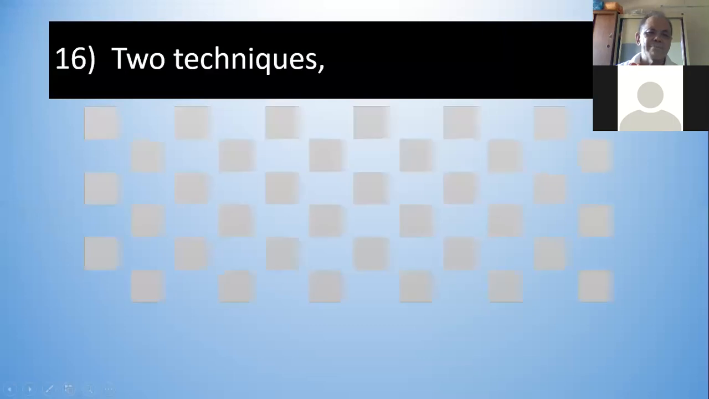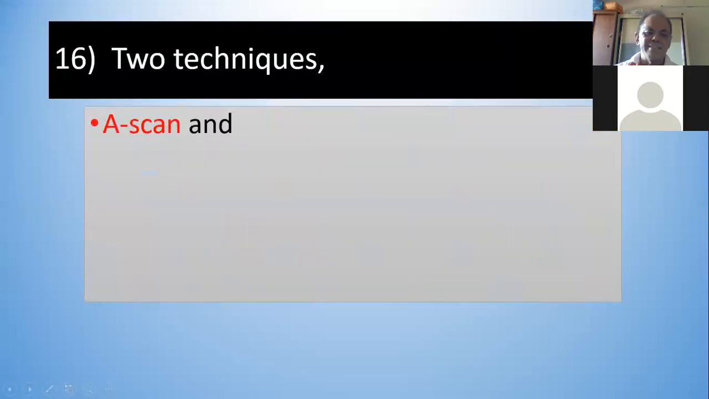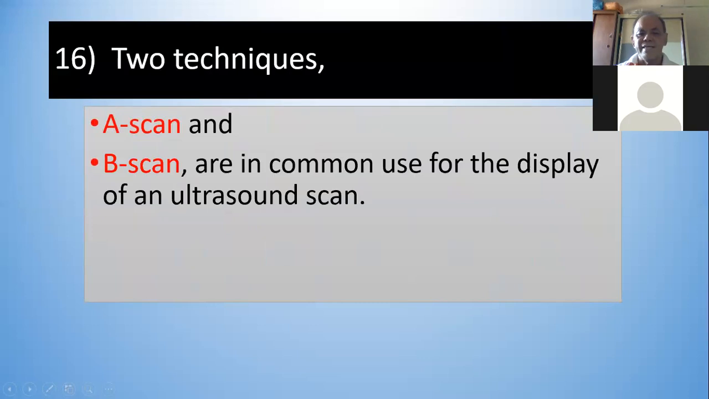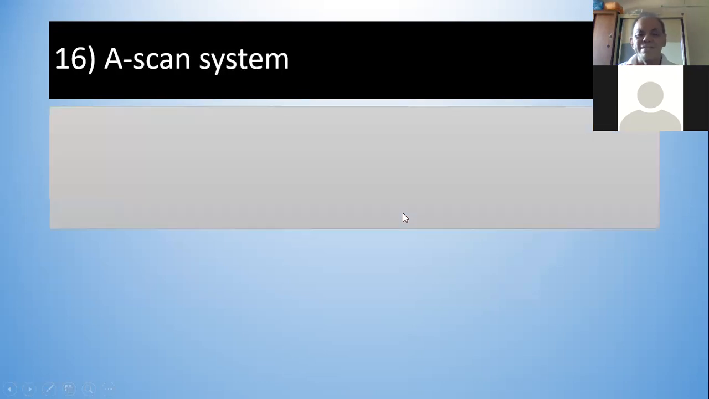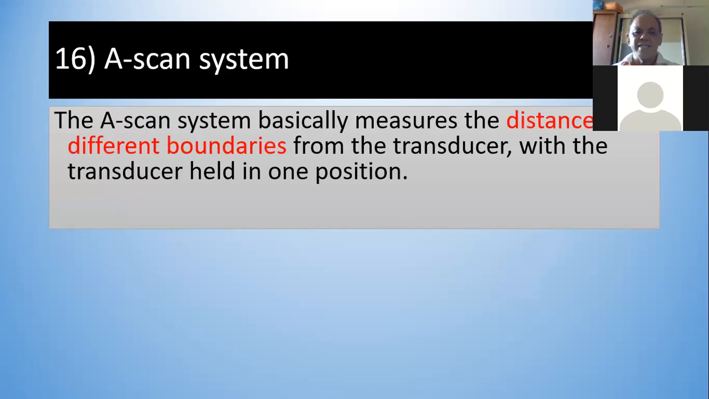Two techniques: we have A scan and we have B scan. We are interested in A scan only, not B scan. A scan just gives us the thickness of the layer, which we would be interested in analyzing. B scan basically gives us the image of the part that we are interested in. And basically, B scan is a lot of A scan as well. A scan system basically measures the distance of the different boundaries.